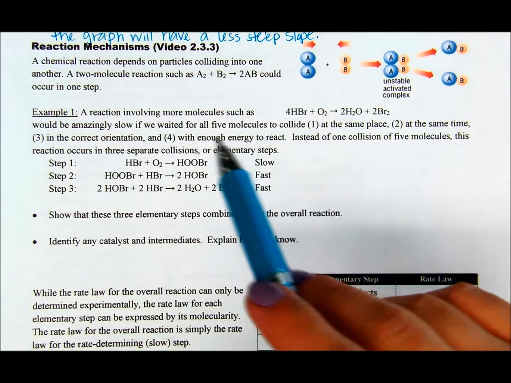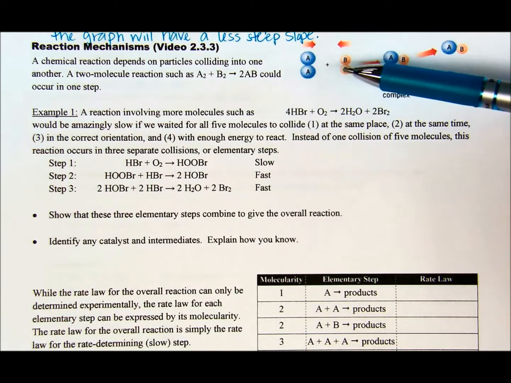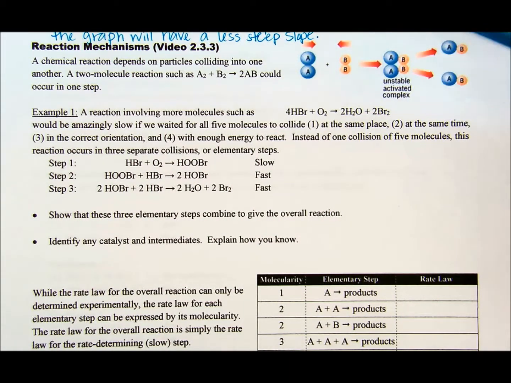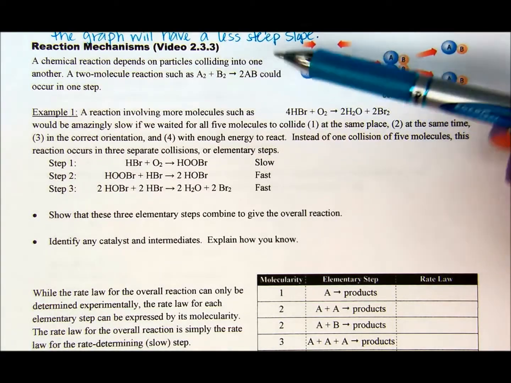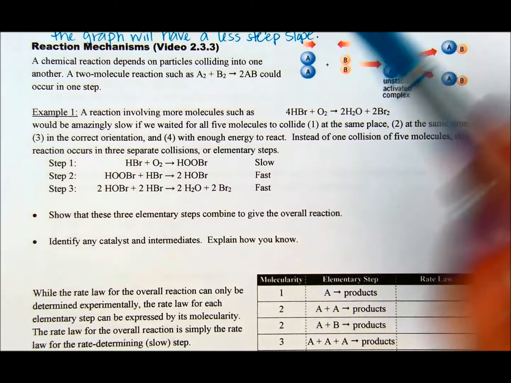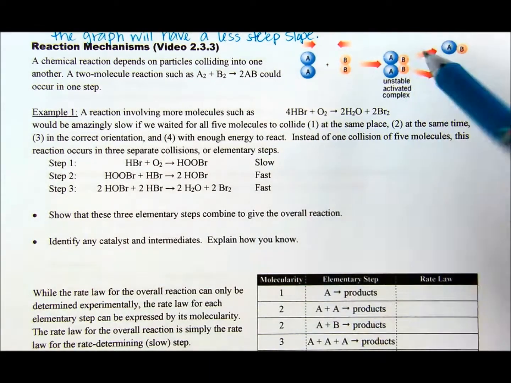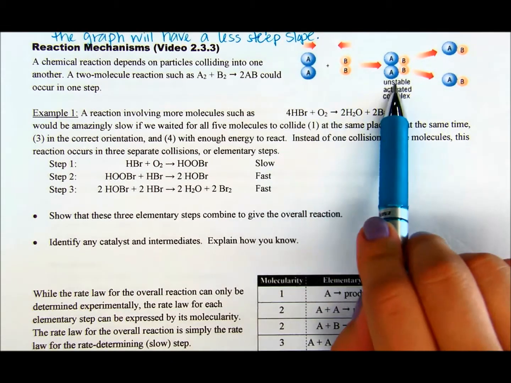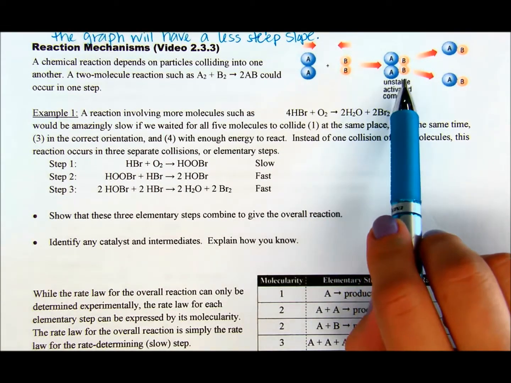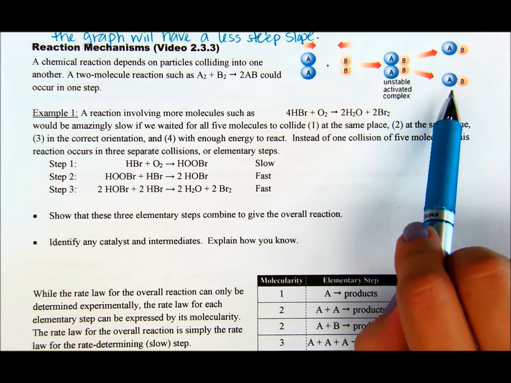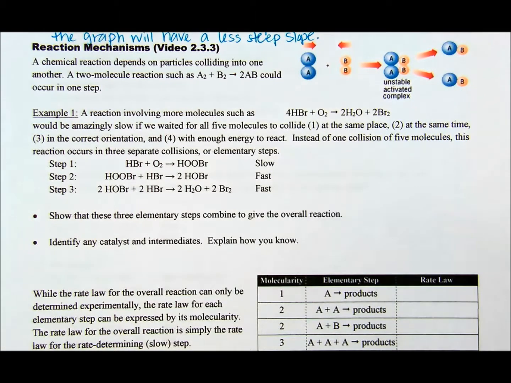So a chemical reaction depends on particles colliding into one another, so obviously they have to actually run into one another. So if you have something with just two molecules reacting, A2 plus B2 for example goes to 2AB, it's plausible that this happens in one step. So these guys run into each other, stick together in some high energy activated complex, and separate out into two different molecules, and you have a reaction happening. And that'll happen usually in one step.